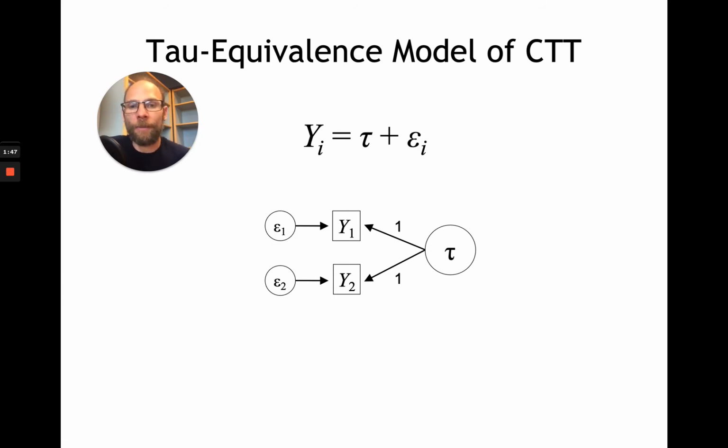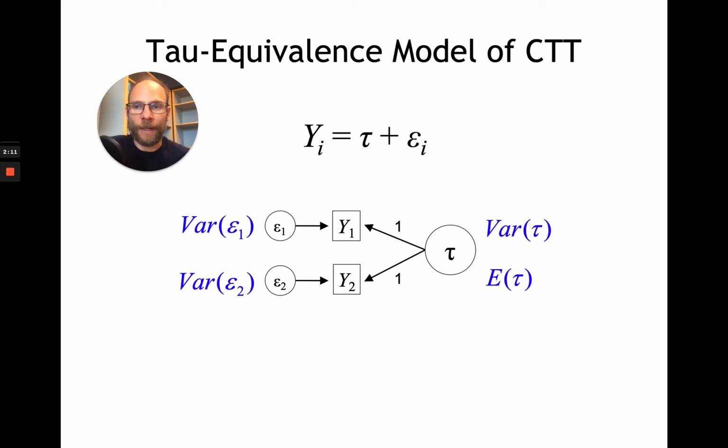Furthermore, we also can depict the error variables in the path diagram, and so each test has its own measurement error variable. In this model, we estimate the variance of the true score variable or true score factor and its mean. And we also estimate the error variances. Each test can have its own error variance, which means the variables can differ in the amount of measurement error variance. Now, what is this model good for?